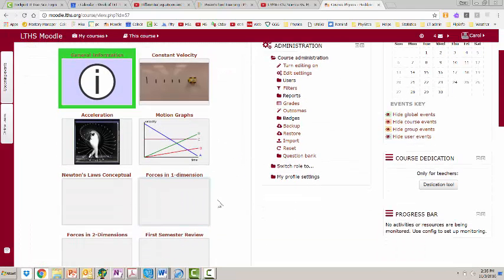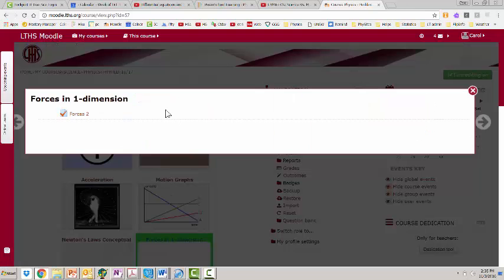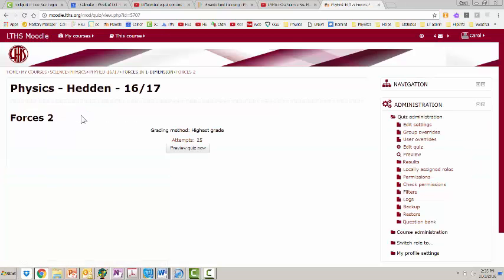Okay, so I don't have a picture up there yet. I probably will by tonight. Forces in one dimension is where we're at. Forces in one dimension. And it's forces 2. Okay? So, and 25 people have already done it. So go ahead and go in there.